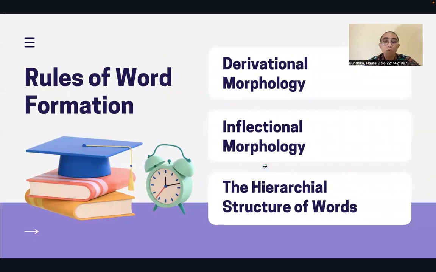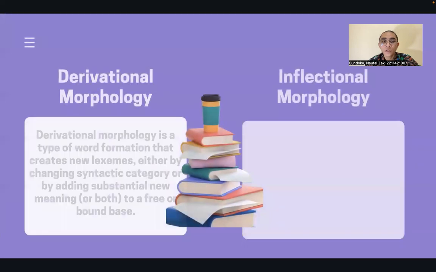The next one is the rules of word formation. There are three of them. The first one is derivational morphology, the second one is inflectional morphology, and the third one is the hierarchical structure of words. So let's cover them one by one, starting from derivational morphology.